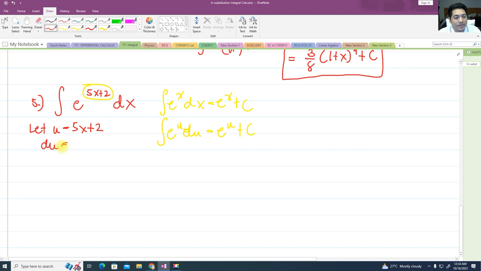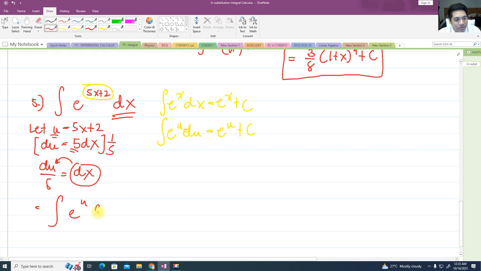And if I get the derivative of that, that would be 5 dx. The derivative of 5x is 5. The derivative of plus 2, a constant, is 0. So that's why we have 5 dx. So dividing both sides by 5, because I only have dx here. I don't want to have a 5 here, so I'm dividing both sides by 5. Du all over 5 equals dx. So continuing with our integration, I can now substitute e raised to u, which is 5x plus 2, and dx equals du all over 5. So I can now factor out 1/5 outside of the integral sign.